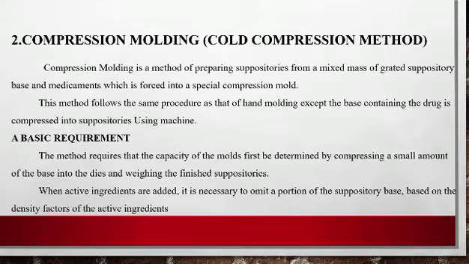The basic requirement for the preparation is that the capacity of the mold is first determined by compressing a small amount of base into the die. Next, when the ingredients are added, it is necessary to omit a portion of the suppository base based on the density factor of the active ingredient. The machine used for the compression should be calibrated by compressing a small amount of base and weighing the finished suppositories.